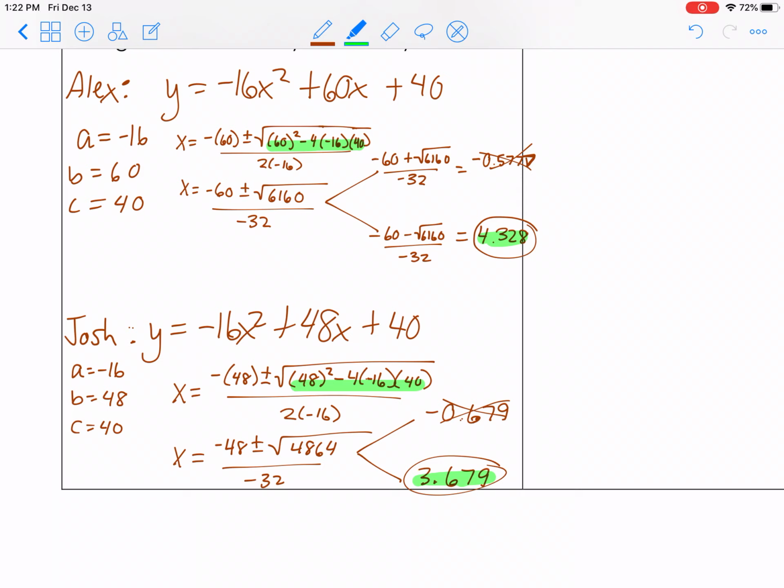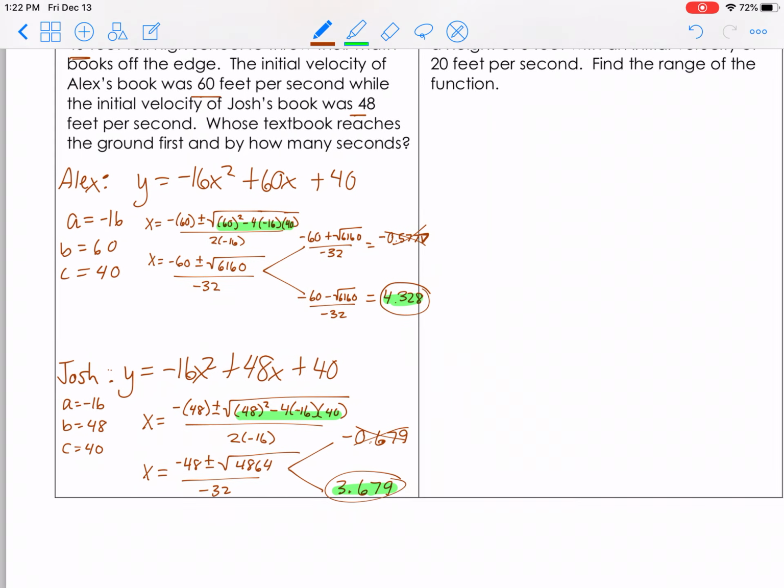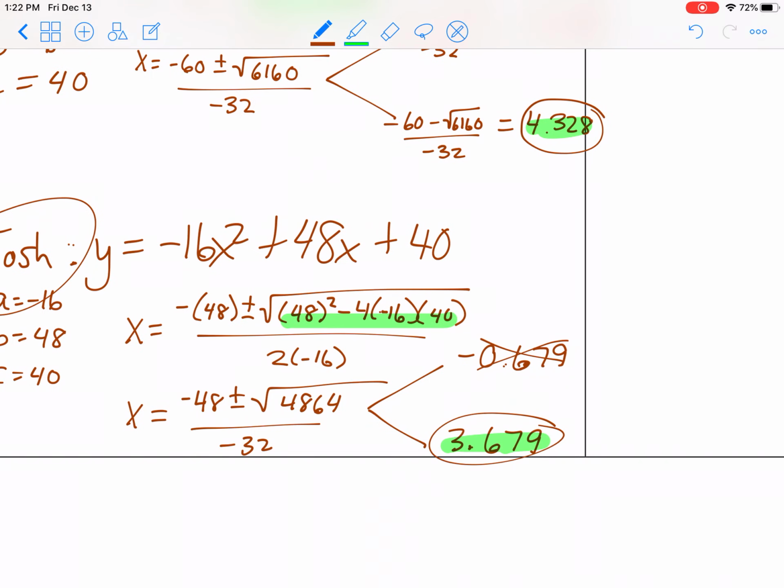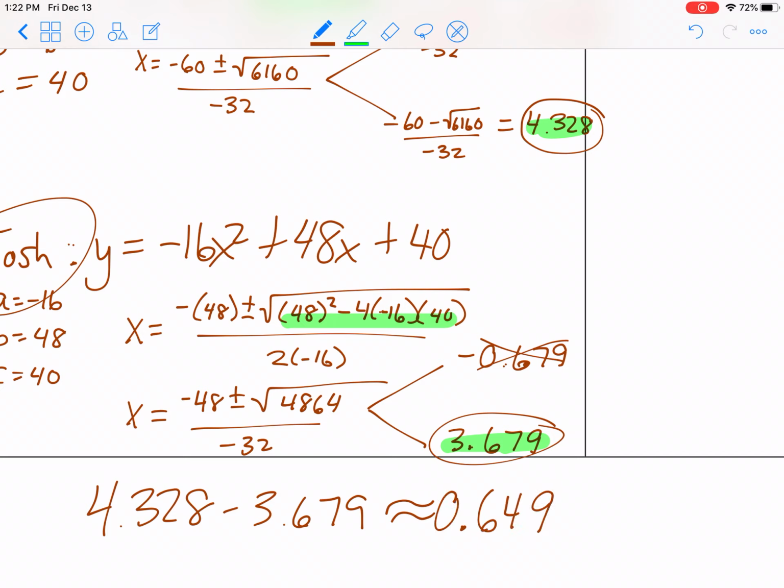It took his longer to reach the ground, actually. Probably flew a little farther. So we want to find out who reached first, Josh, and by how many seconds. We can find that by subtracting. If we take 4.328 minus 3.679, we get approximately 0.649 seconds.